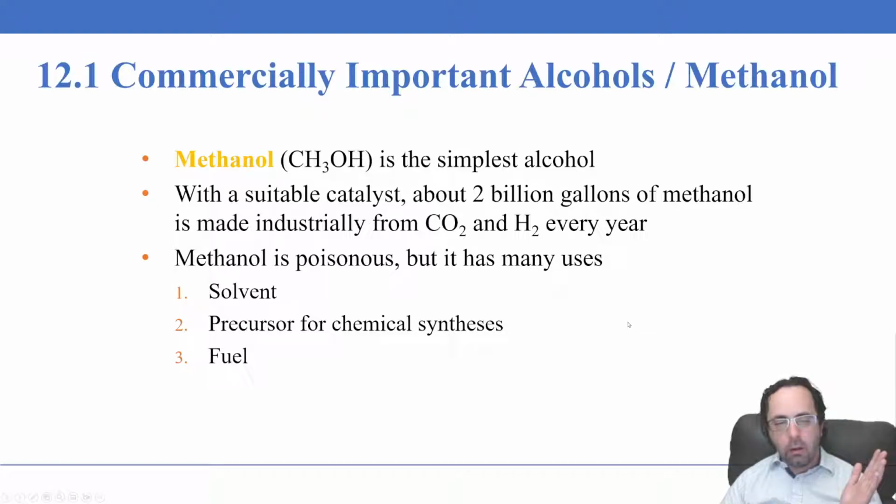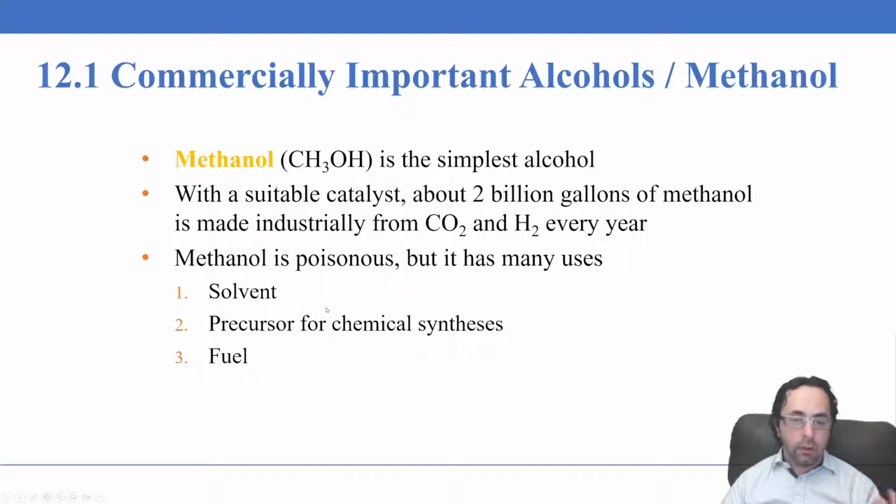So alcohols are super important to all kinds of industry. As I said, hydroxyl groups, we're going to find them everywhere, very, very common. Methanol is the simplest alcohol. It's an alcohol with one carbon. Lots and lots of methanol is made industrially from CO2 and H2. It does require energy to be put in. It's an endothermic process, and with a catalyst, it's possible.